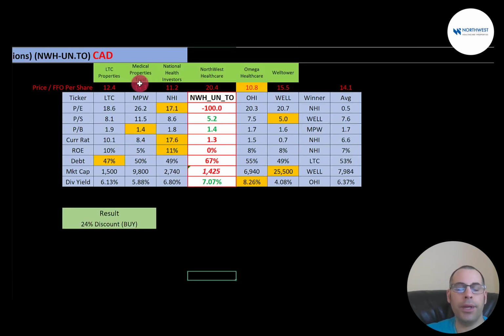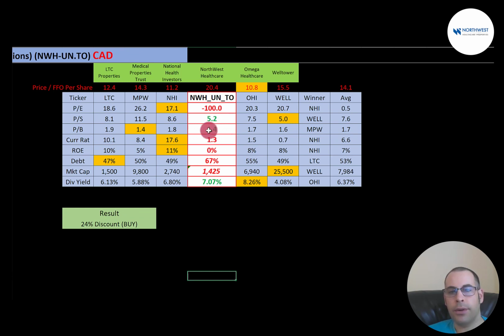The best way to look at ratios is to compare them to similar companies. I've done videos on LTC Properties, Medical Properties Trust, National Health Investors, Omega Healthcare, and Welltower, all in the same industry as Northwest. And if Northwest has a number in green, they're better than the average. If they have a number in red, they're worse than the average. So they are worse in PE. They're better in price to sales and price to book.